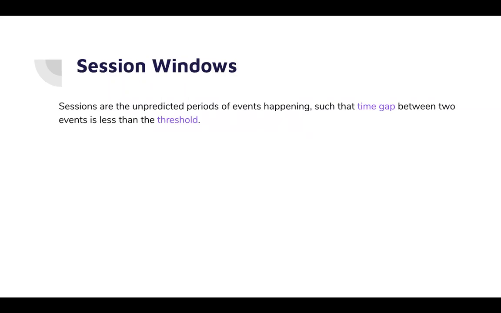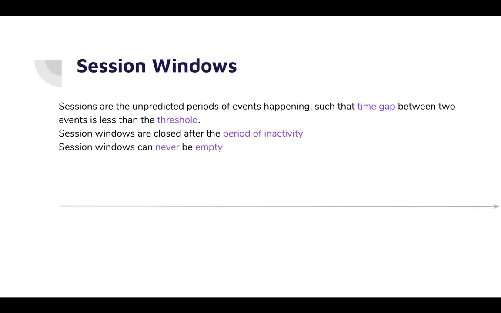So there are unpredicted periods of events happening such that the time gap between the two events is less than the threshold. We will see that shortly. So there is a period of inactivity which closes a session. So this is our time axis. Let's say our session timeout is 5 minutes.